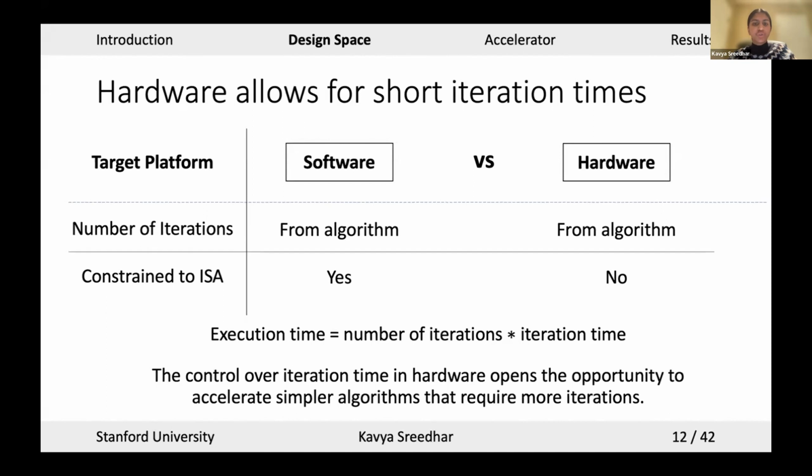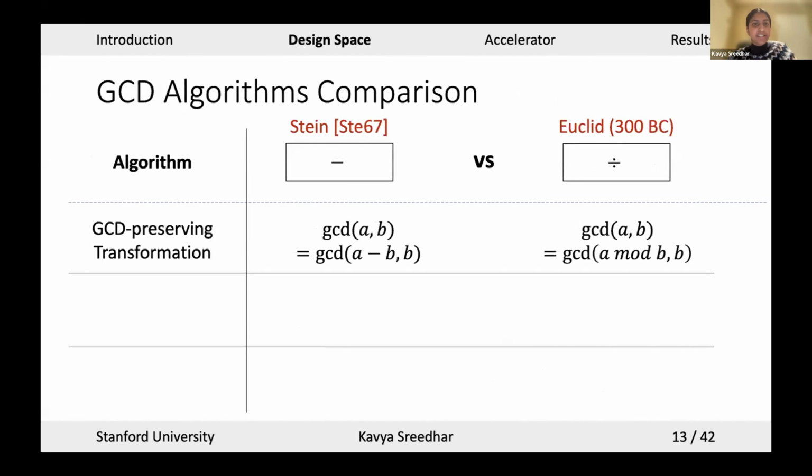And this additional control over iteration time allows us the opportunity to consider accelerating algorithms with simpler operations, such as subtraction, that might end up taking more iterations compared to division-based algorithms. And that directly leads us into comparing GCD algorithm operations. GCD algorithms are inherently iterative and repeatedly apply a GCD-preserving transformation each iteration to reduce your input numbers to finally 0 and the actual GCD.